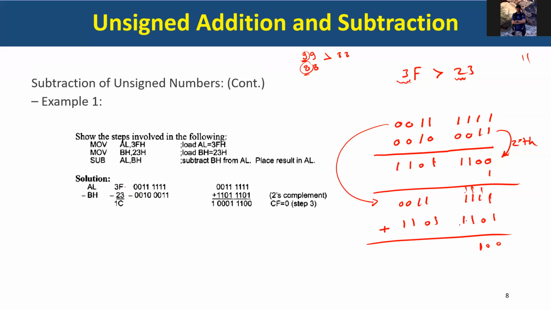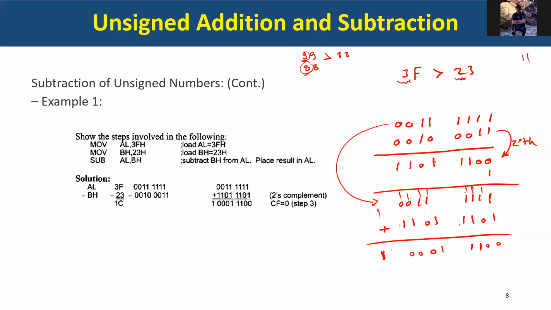1 plus 1 plus 1 is again 3. So you have 1 and another 1 as a carry. 3 again, 2, 0, and we have 1. 1 plus 1 is 0, and we have 1. 1 plus 1 is 0, and we have 1. So there is a carry here.